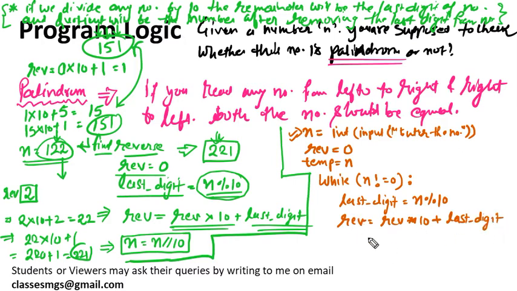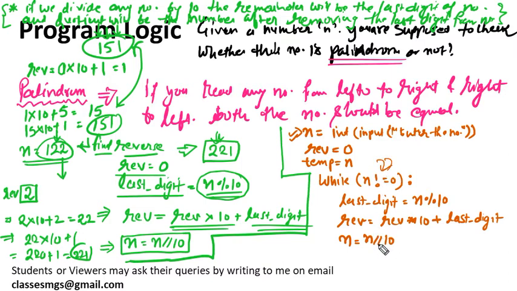Okay, and then what you need to do? You need to keep on reducing this number. Integer division: you need to do floor division, double slash 10. Otherwise, if you directly write n / 10, it will be a float number and you will not get n equals 0 at any time.